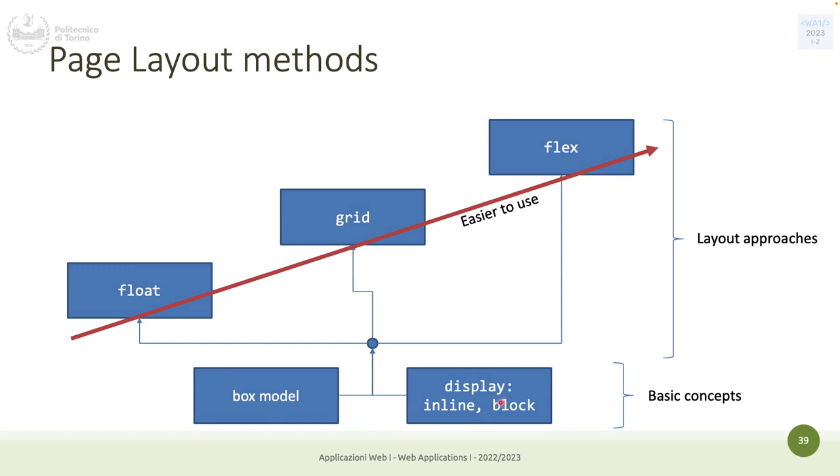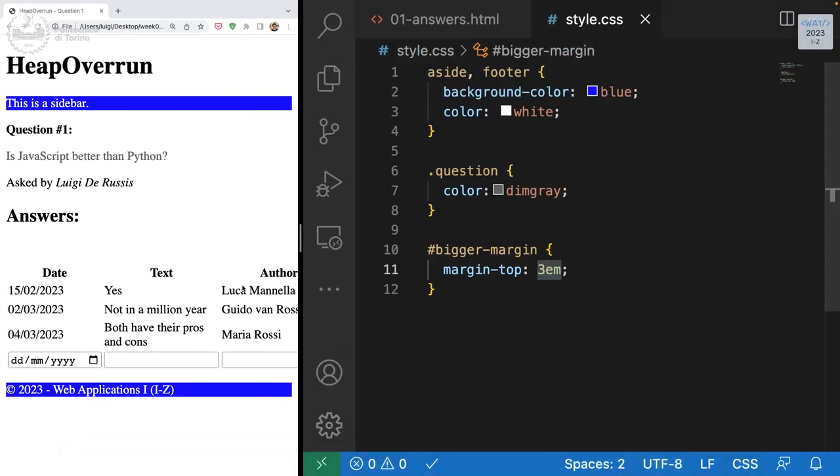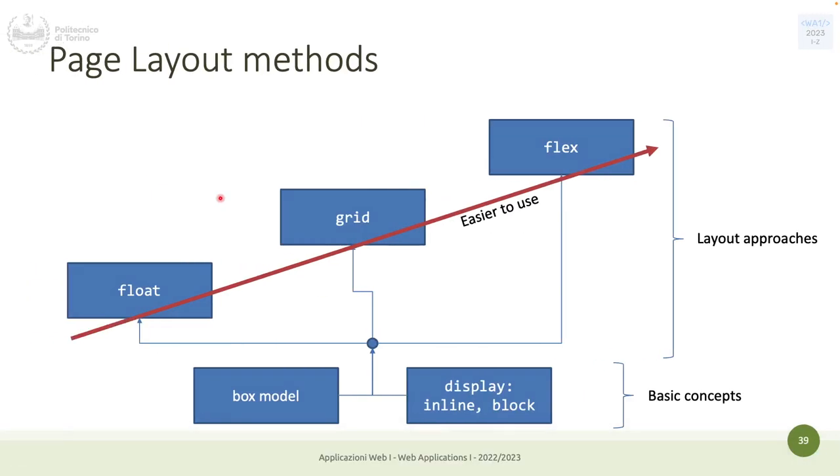And the box model and the display inline and block are basic concepts. Over the years, they added other layout approaches for the layout of the page, because right now we didn't have any layout of the page. We just put colors, right? We didn't say that the sidebar is a sidebar, that it should be on the left, for instance, or on the right. So over the years, they set up different ways to have page layout, starting from float, passing through grid, and going to flex, where flex is the easiest to use and float is the hardest to use.